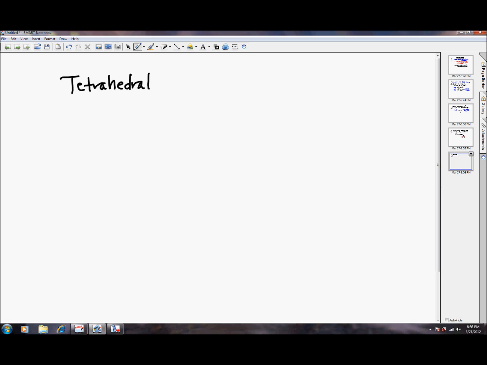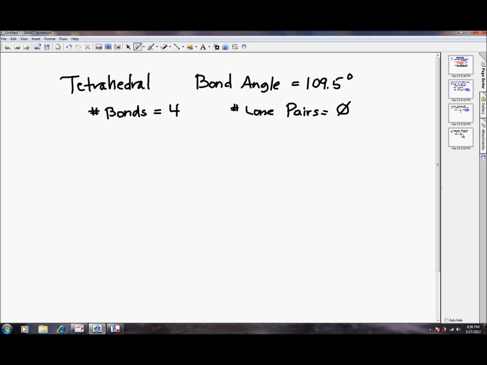Okay, our next shape is tetrahedral. Tetrahedral. Okay, the bond angle for a tetrahedron is 109.5 degrees. The number of bonds on our central atom is going to be 4. And the number of lone pairs is none, 0. Okay, so a good example of this is CH4.